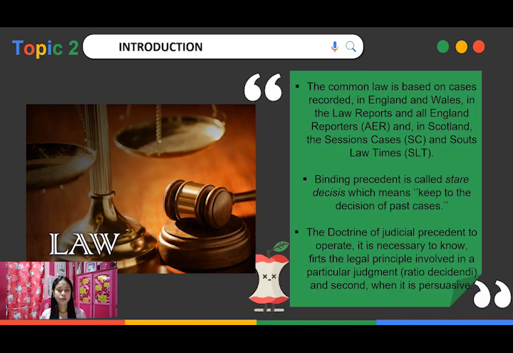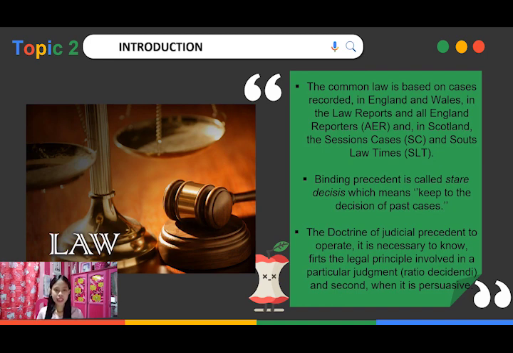Introduction. The common law is based on cases recorded in England and Wales, and the law reports in All England Reports or AER, and in Scotland, the Session Cases or SC and Scots Law Times or SLT. It is based on the doctrine of precedent, under which in the vast majority of cases a court must follow the earlier decisions of the courts at its own level, and of superior courts, which is known as binding precedent. The doctrine of binding precedent is called stare decisis, which means keep to the decisions of past cases.